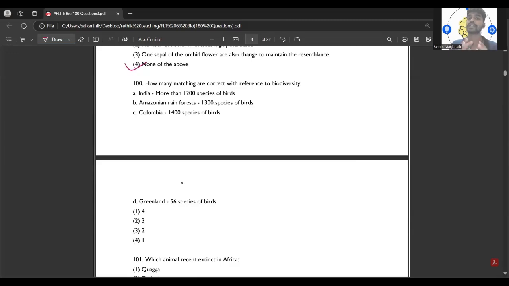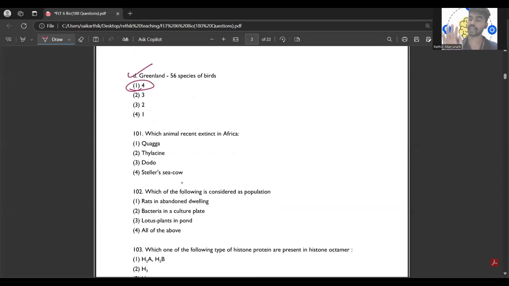So how many matchings are correct with reference to biodiversity? So India, more than 1,200 species of bird. Correct? Because, yeah, that is one. Coming to the Amazon rainforest, 1,300 species of bird is also correct. Next, Colombia, 1,400 species of bird, and the G, that is the Greenland, 56 species of bird. So option will be first one. Okay. So this is again from the ecology, biodiversity and conservation part.